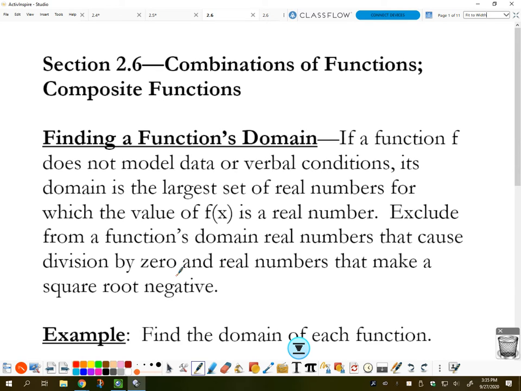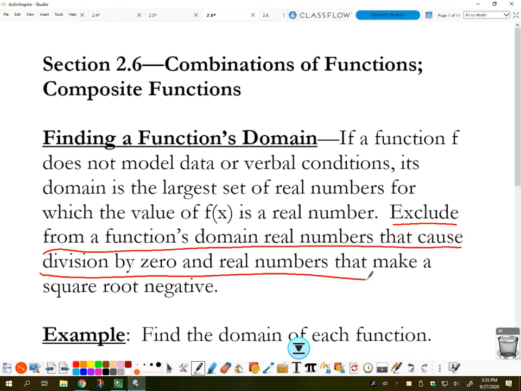Okay, section 2.6, combinations of functions and composite functions. So first of all, we need to make sure we can find the domain of a function. So I'm not going to read this to you. I'm going to tell you what's important, is that we have domain issues in these cases only. So when you're looking at an equation, the first thing you're going to ask yourself to find the domain is, do I have one of the two issues?